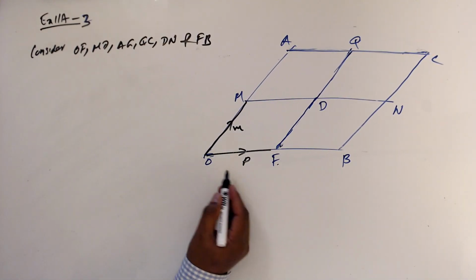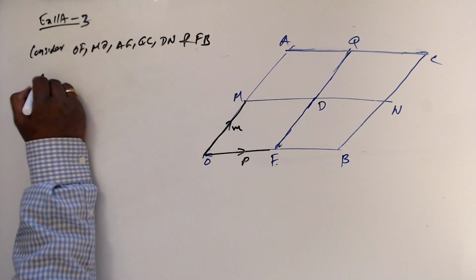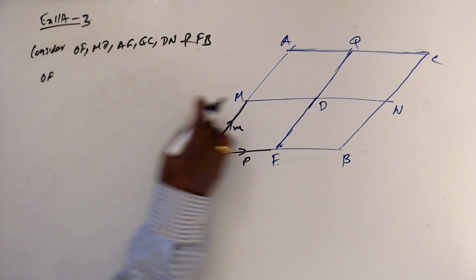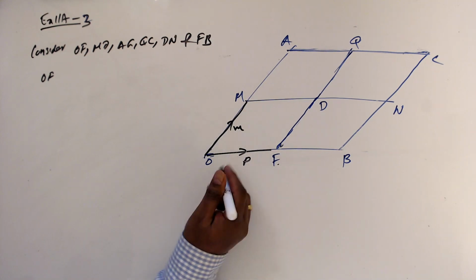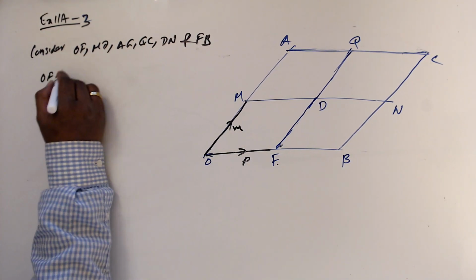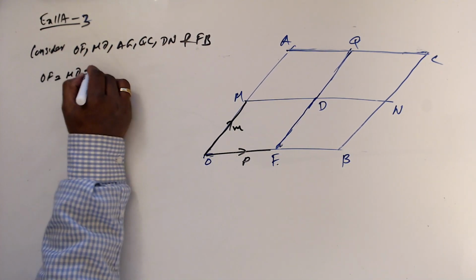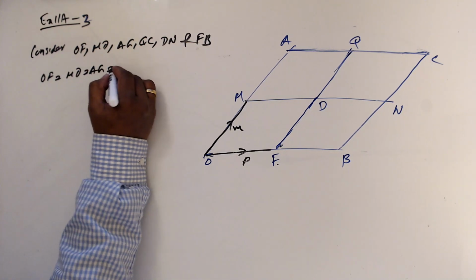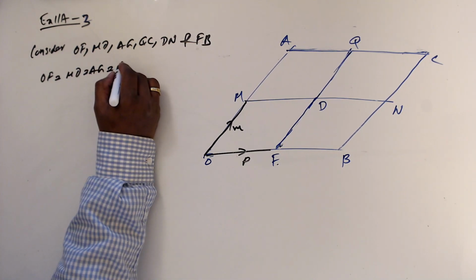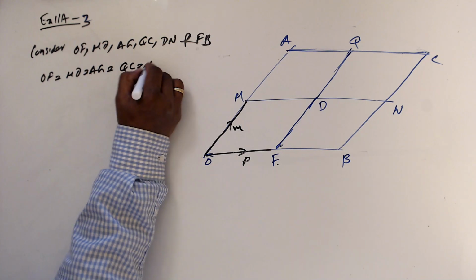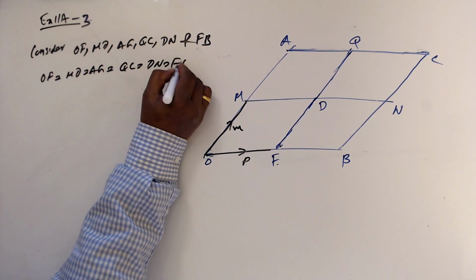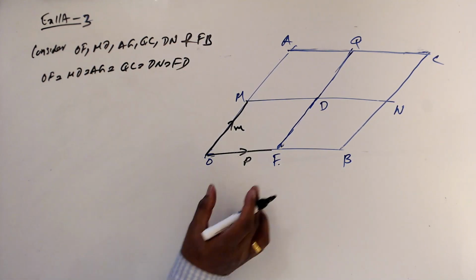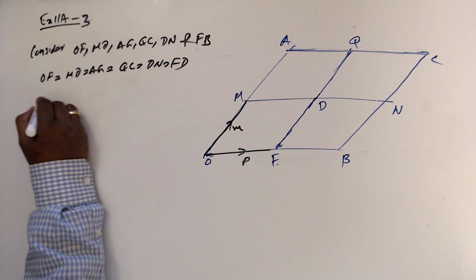What can you tell about this line segment? They are equal. OF, because they are midpoints, they are all equal. OF equal, MD equal, AQ equal, QC equal, DN equal, FB. And they are parallel as well.